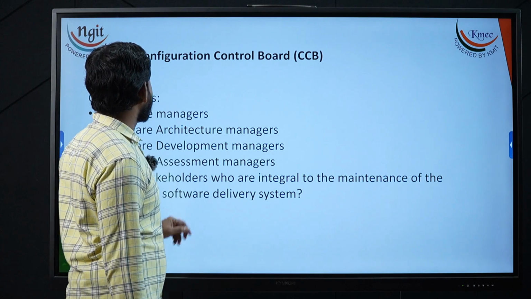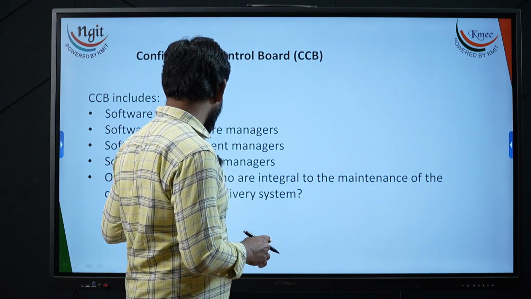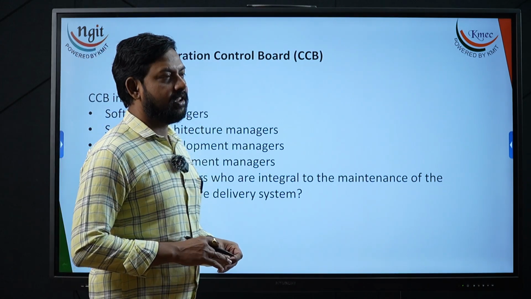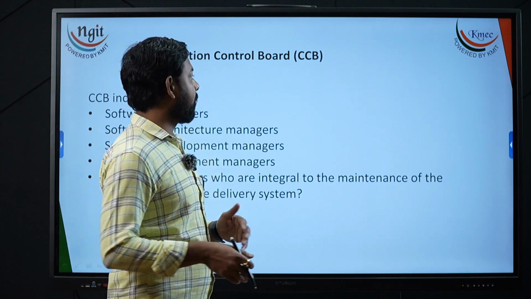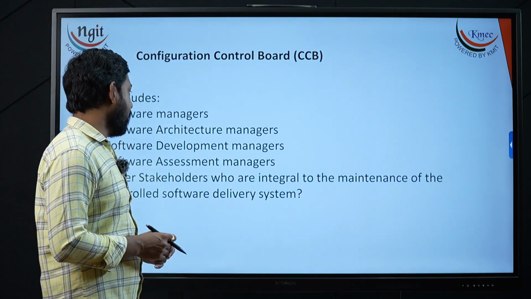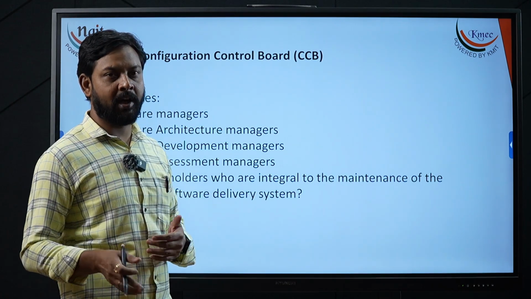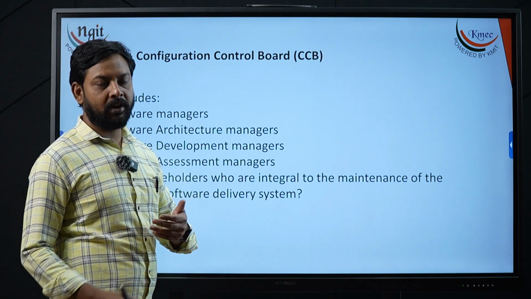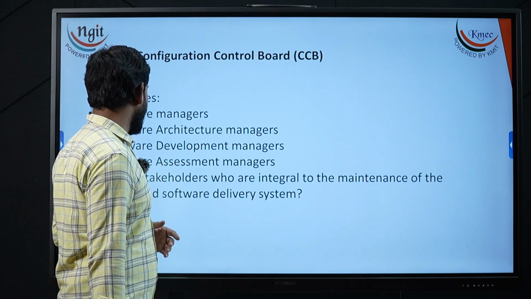Right. So next we have this configuration control board. So all these will fall under your second category, that is your change management. So what is this configuration control board? This is the authority which has full access related to controlling your project development, and this board generally consists of project managers, architecture managers, testing managers, development managers, and other stakeholders from different parts of your project. So all those will fall under your configuration control board.